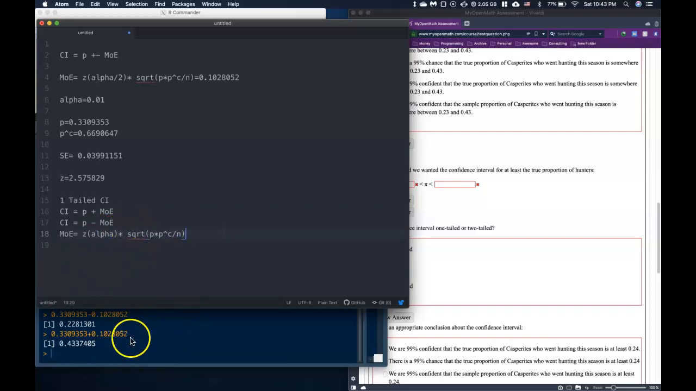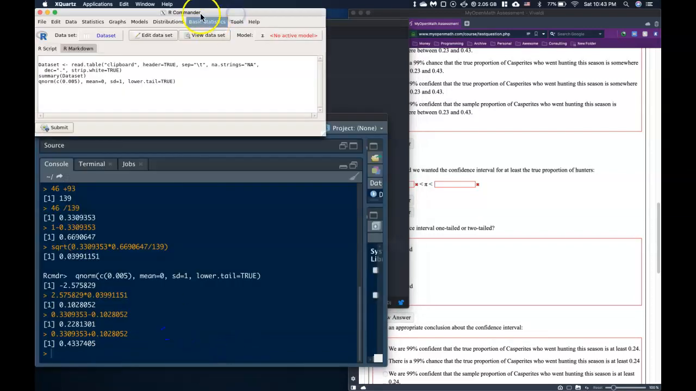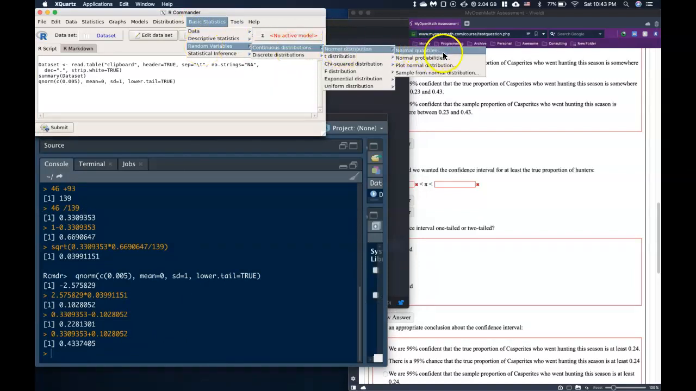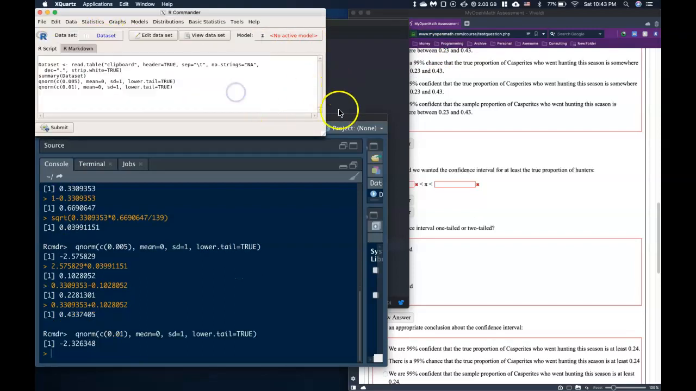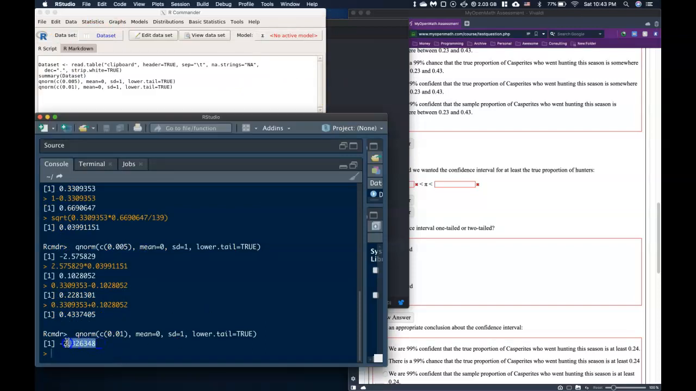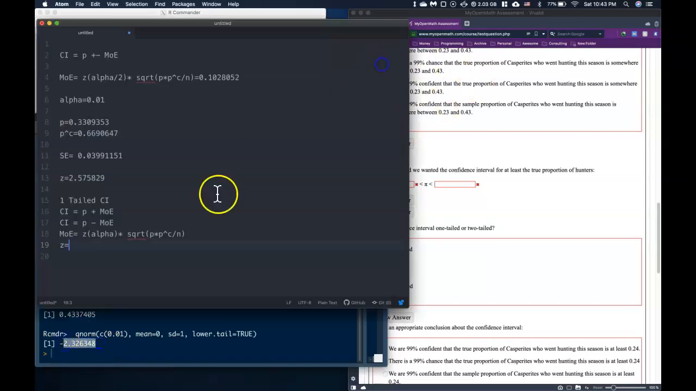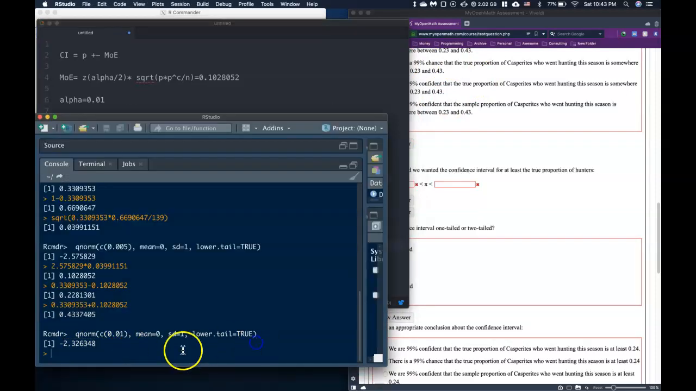So let's go figure out our new z-score. Our new z that we are interested in is, let's go back to our normal quantiles, and let's multiply that guy by 2, which gives us our original alpha. And we can click OK, and this is our new z. And if you notice, the new z is just a little bit smaller than what we saw above. But now we are ready to figure out our margin of error.